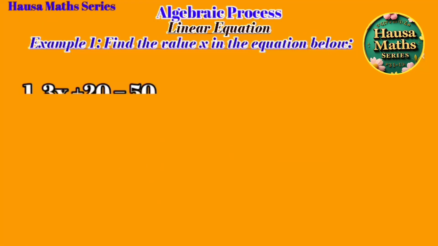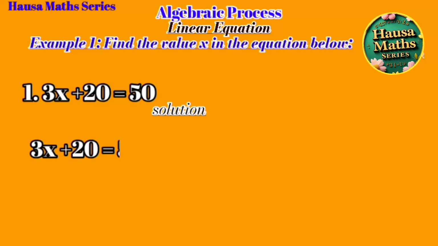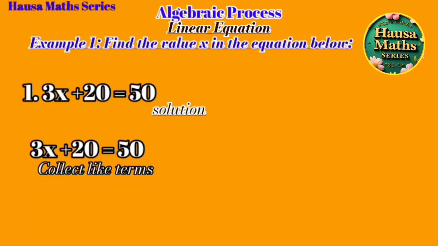So let's see example number 1 on linear equations. Example 1, find the value of x in the equation below. Number 1, 3x plus 20 is equal to 50. So let's see the solution. If you have 3x plus 20 is equal to 50, first of all what we are supposed to do is to collect like terms, meaning the terms that look alike, to be added together or merged in one place.